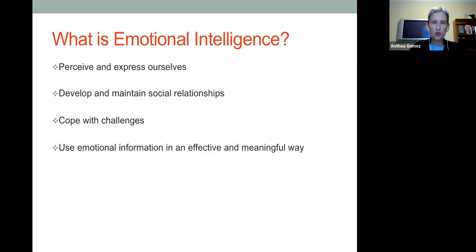So what is emotional intelligence? It is a set of emotional and social skills that influences the way we perceive and express ourselves, how we develop and maintain our social relationships, how we cope with challenges, and how we use emotional information in an effective and meaningful way. It is not a personality test like the Myers-Briggs, which many folks I'm sure are aware of and probably have taken. The Myers-Briggs measures preference or tendency.